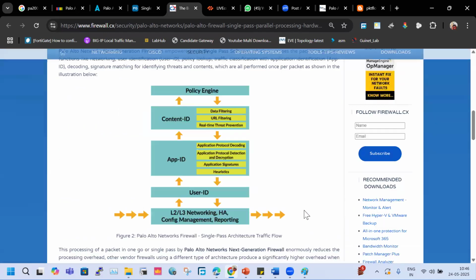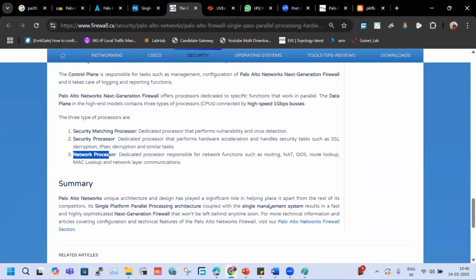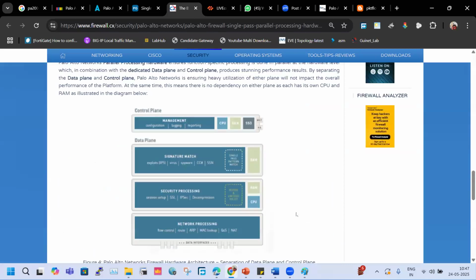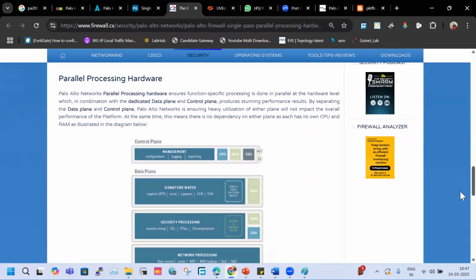Rohit bhai, I have a doubt. Could you please explain again why there is a separate data plane and control plane? Like if one is impacted, the other will still be there, something like that. Yeah, sure. I think some of you missed that part. I was talking about the planes available in Palo Alto Networks.